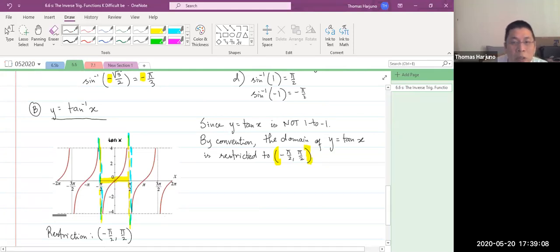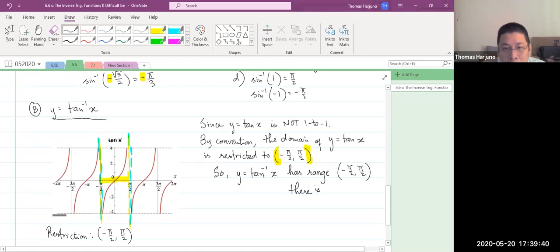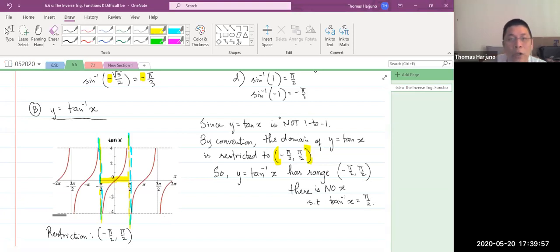In other words, when we define y equals tangent inverse x, it has range negative pi over 2 to pi over 2, in the sense that there's no value of x that will give us this answer. There is no x such that tangent inverse of x equals pi over 2. Why? Because the range does not include the endpoints. That's actually the only difference from sine inverse, but everything else is the same.